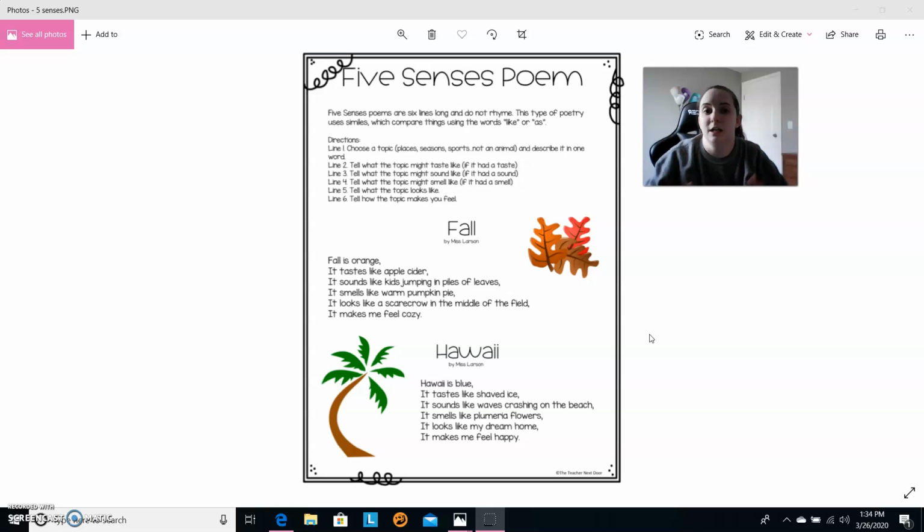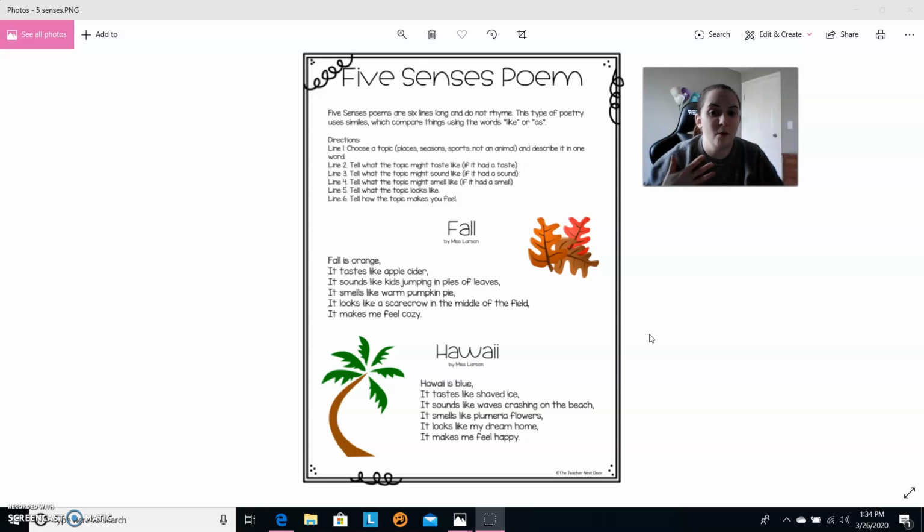So fall is orange. It tastes like apple cider. It sounds like kids jumping in leaves. Smells like pumpkin, warm pumpkin. It looks like, it makes me feel. So it uses all of those senses. Obviously, when we're talking about a five senses poem, we're using our five senses.